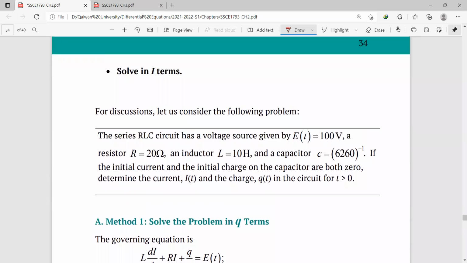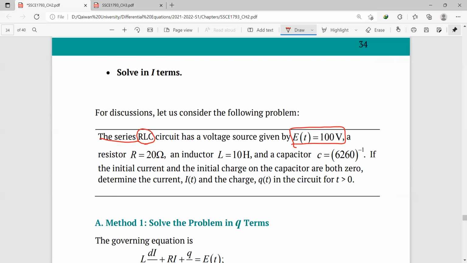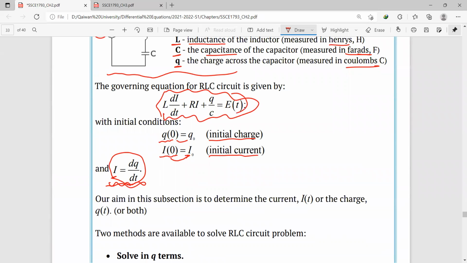Here you have an example. It says the series RLC circuit. Be careful. In an RLC circuit, we should use second order differential equations for solving it. The series RLC circuit has a voltage source given by E of t, which is 100 volts. E of t is the right-hand side of the differential equation.